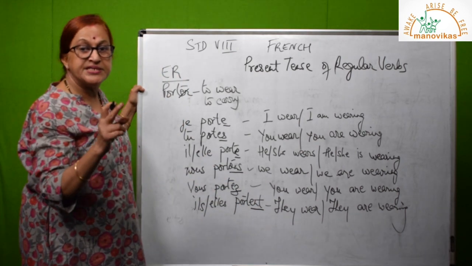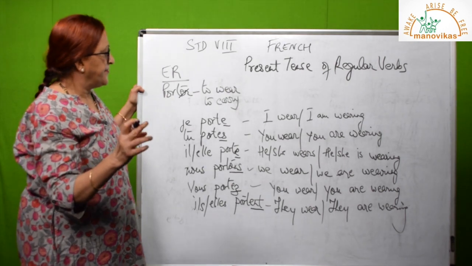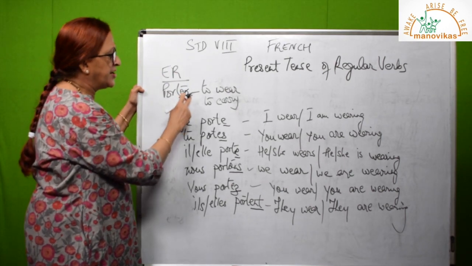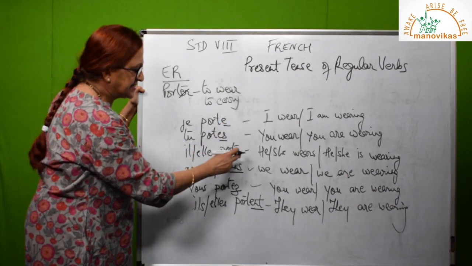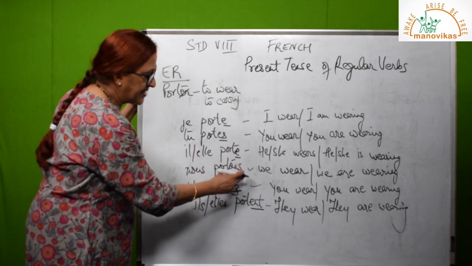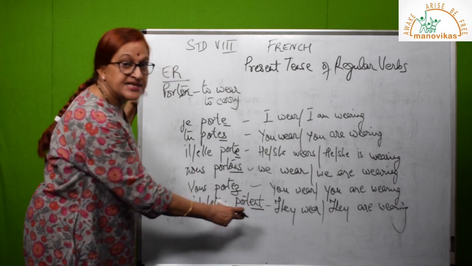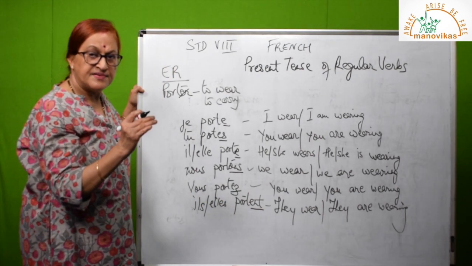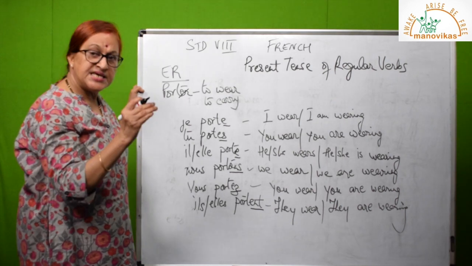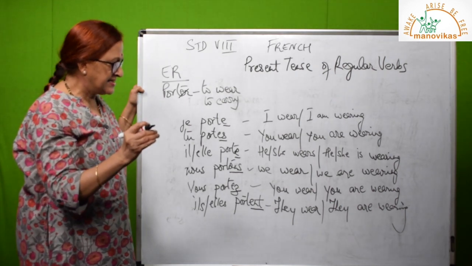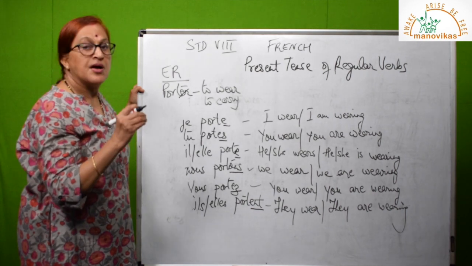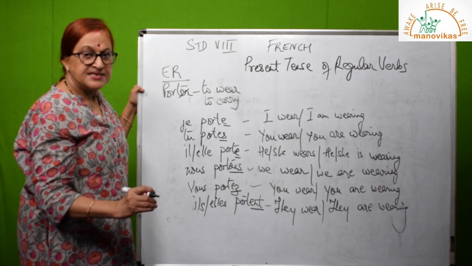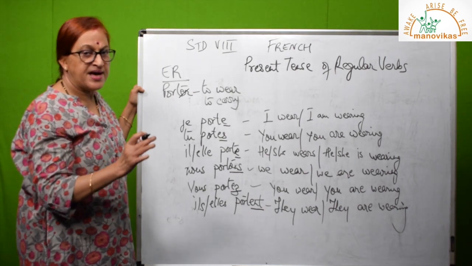So you have to learn the rule by heart. What will you do? For ER verbs, you will cut off the ER and you will add E, ES, E, ONS, EZ, ENT. So you can repeat after me. Cut off the ER, add E, ES, E, ONS, EZ, ENT. So this rule has to be learnt by heart.